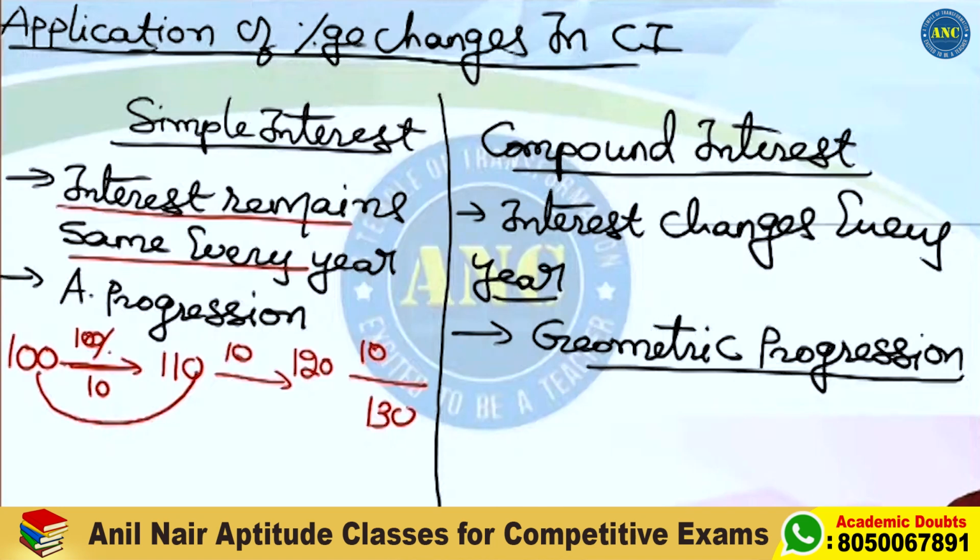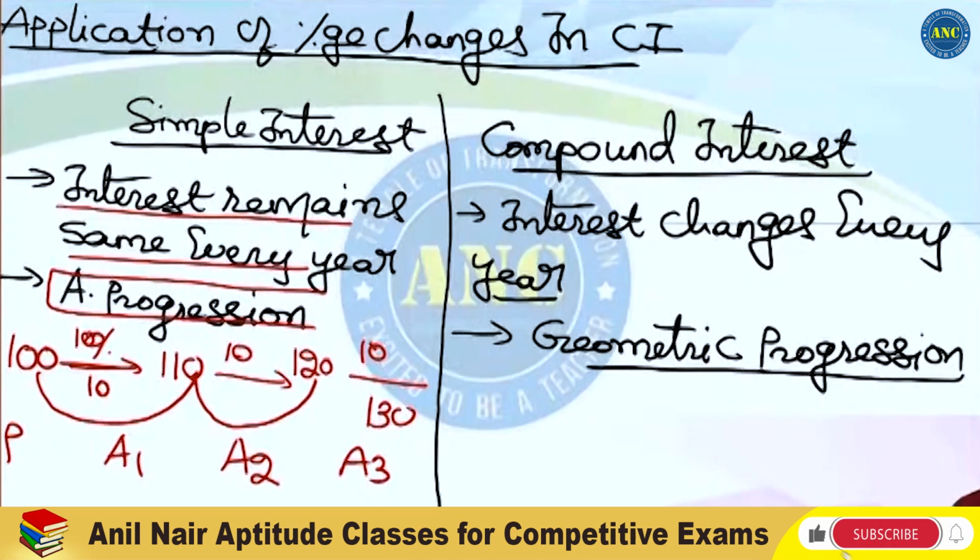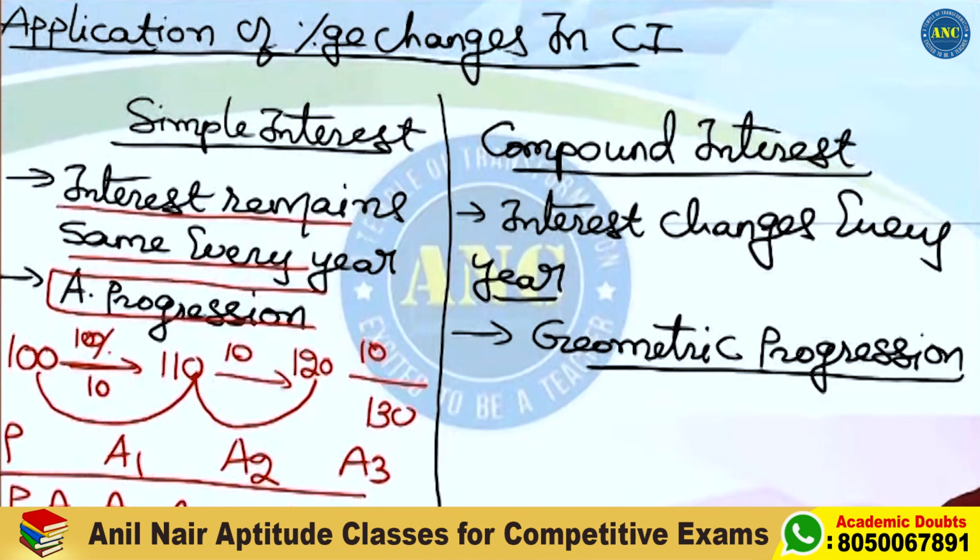The difference between these values is the same. So in simple interest, all the values, this P, 100, this is the amount after first year, this is the amount after second year, this is the amount after third year. All the values, the difference is constant. If the difference is constant, all these are in arithmetic progression.